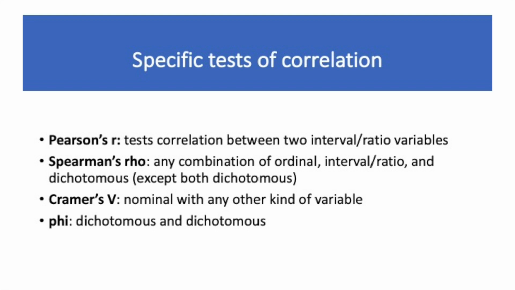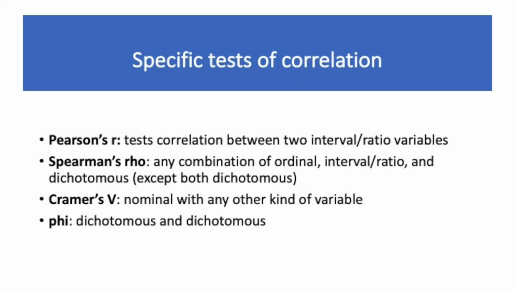We have 4 different specific tests of correlation that we can do in SPSS. The first is Pearson's R, and this is the test that you would use if you wanted to know the correlation between 2 interval ratio variables. Okay, that's the first one. Let's say you have some combination of ordinal, interval ratio, and dichotomous variables. In this case, you're not going to use Pearson's R. We need a different test of correlation that takes the types of variables we have into account, and that would be Spearman's rho.